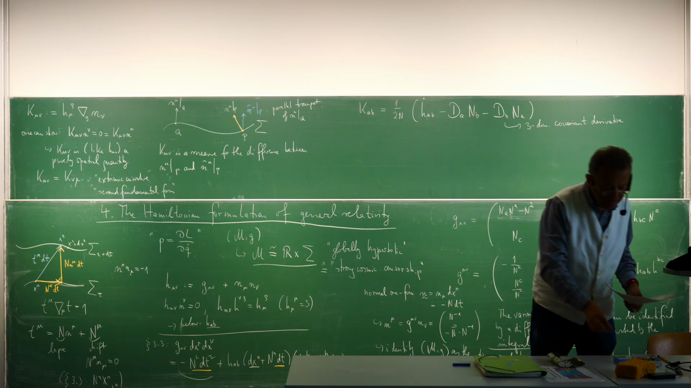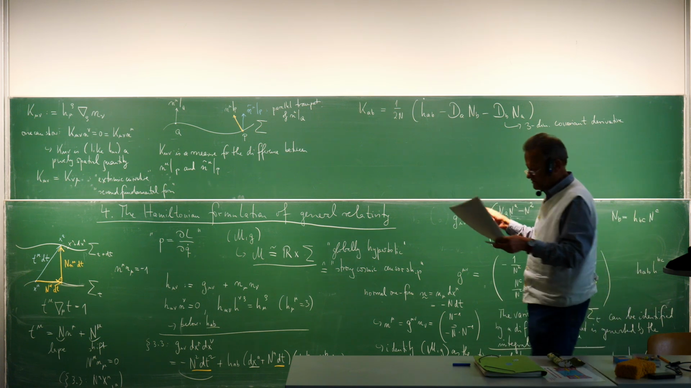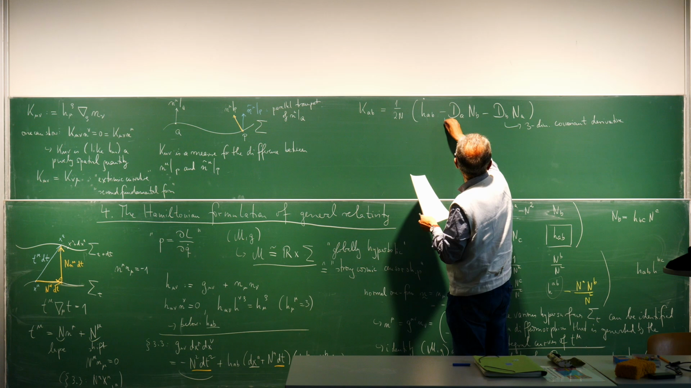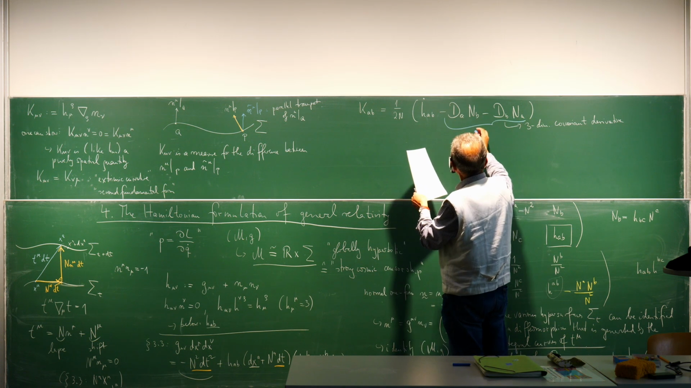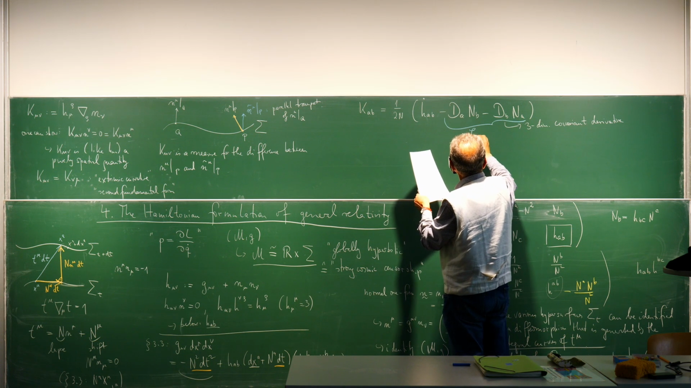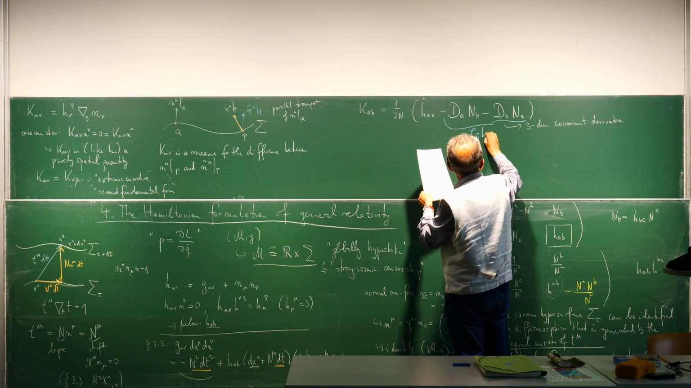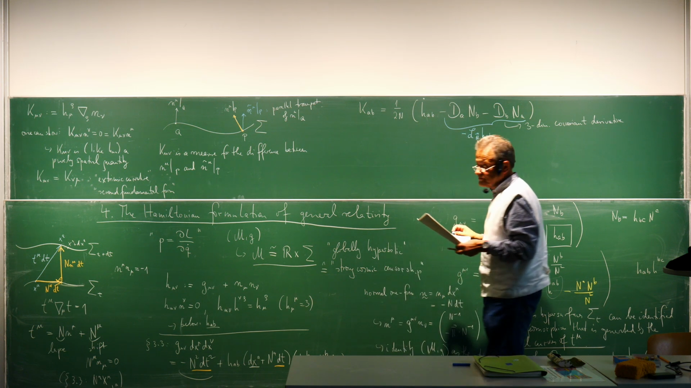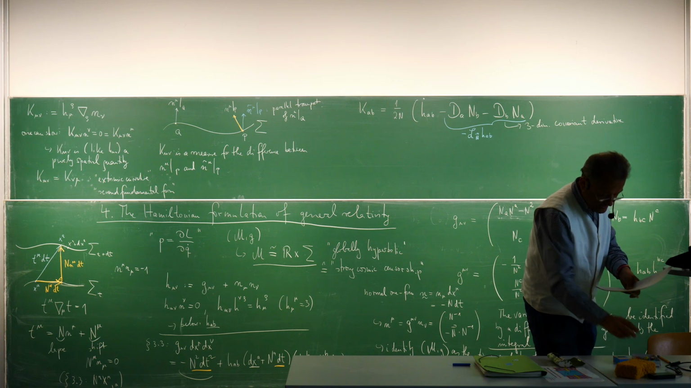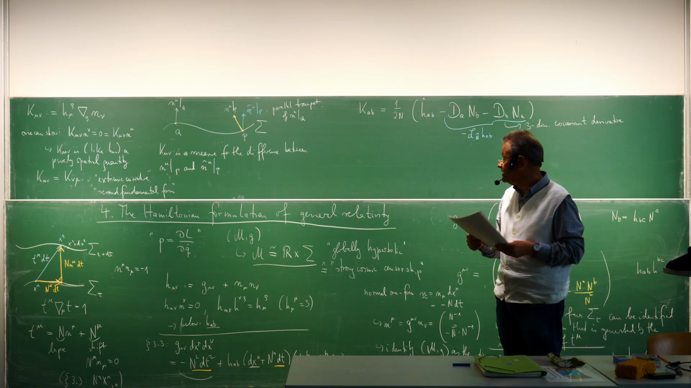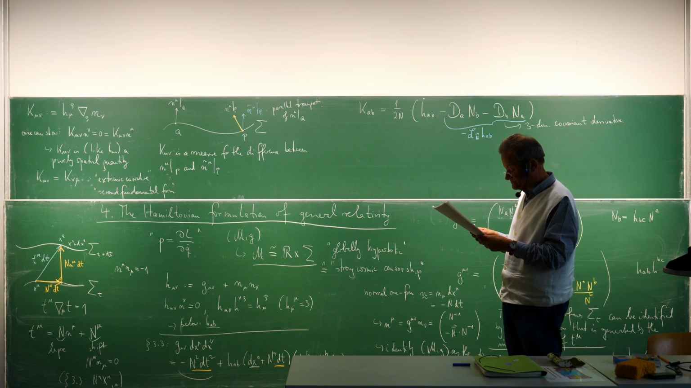Just as a remark, I will not need it, but one can show, for those of you who are geometrically inclined, this is minus the Lie derivative with respect to the shift vector of the 3-metric. It also has a nice geometric interpretation.